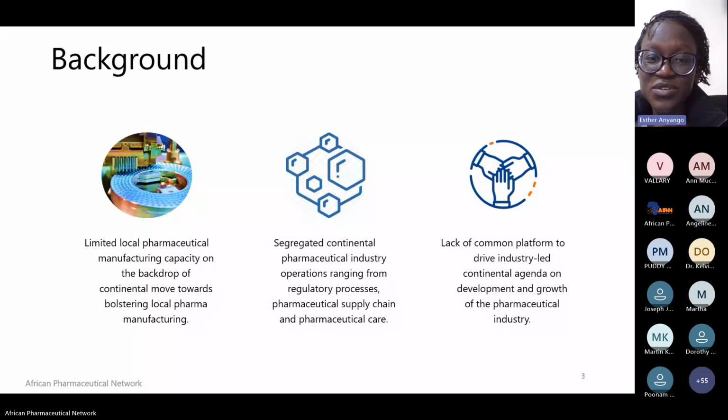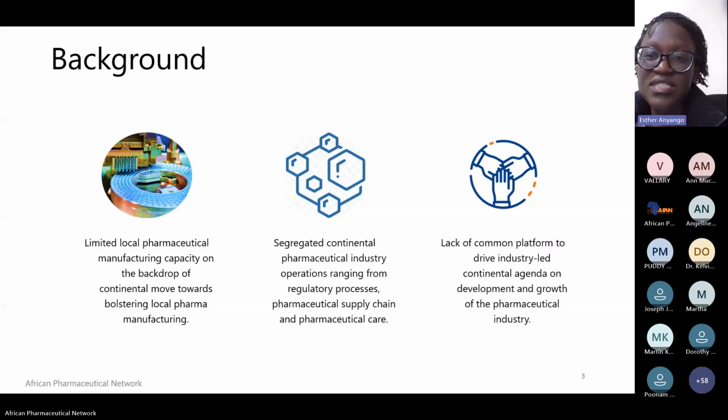Now, the second reason that the Africa Pharmaceutical Network was formed was just the fact that we have a fragmented continental pharmaceutical industry operations, that range from regulatory processes, pharmaceutical supply chain, and pharmaceutical care. For those who are regulatory affairs professionals, I think you may appreciate this fact even more. The fragmented regulatory processes in the continent really just limit our competitiveness as a region. And I think it's time that we harmonized regulatory processes. It's time that we streamlined our supply chain and really just our pharmaceutical care. So that was the second reason that the Africa Pharmaceutical Network came to birth.